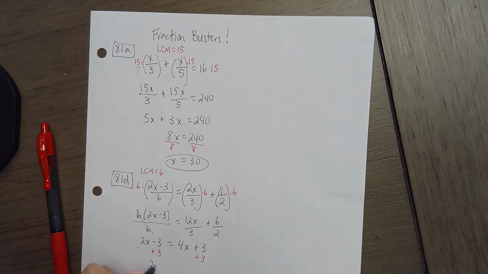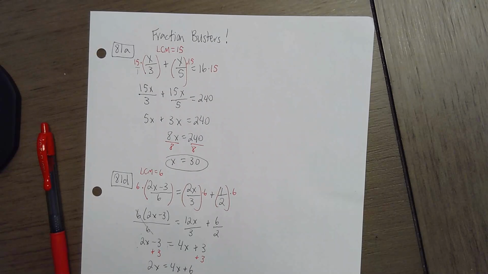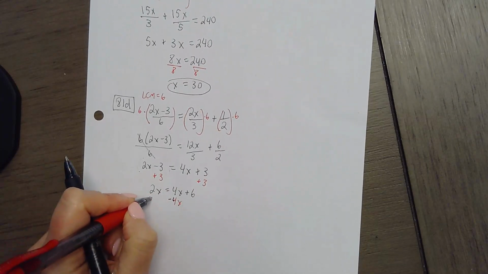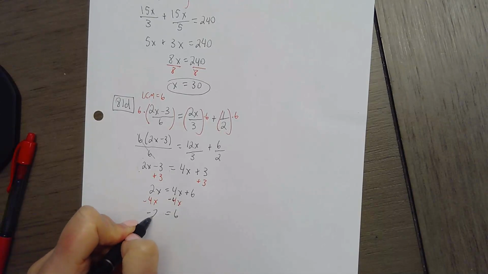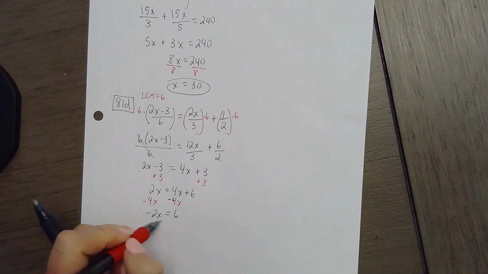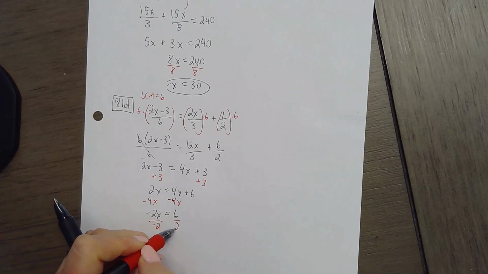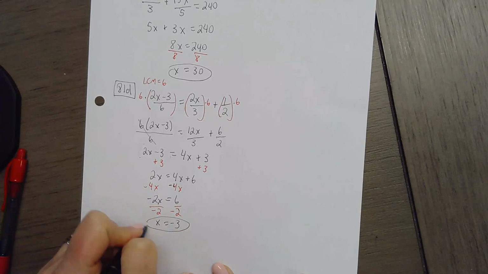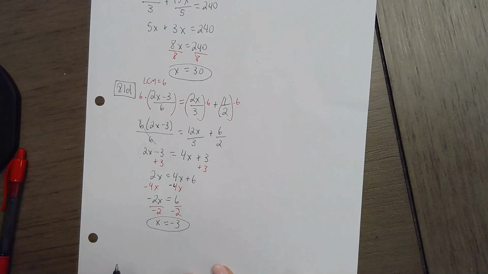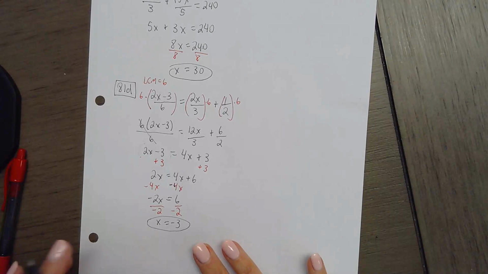So I get 2x equals 4x plus 6, and then subtract 4x, sorry, and then you have 6 on this side and negative 2x on this side, divide by negative 2, and you're left with x is negative 3. And on both of these you can do a check to find out if you did it right. I'm not going to do that right now because of time.